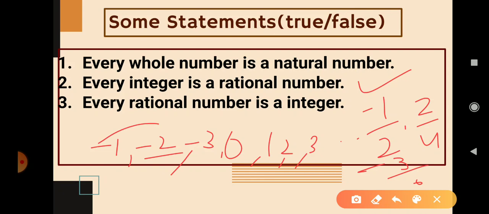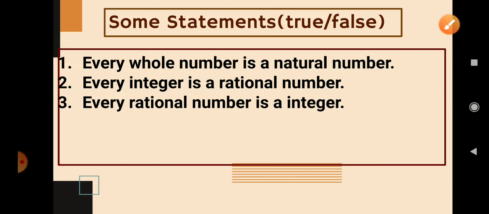Every natural number is a whole number. Next, let me go to the third statement. Every rational number is an integer. So here, we have to consider: every rational number is an integer.